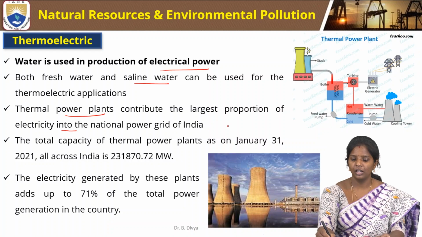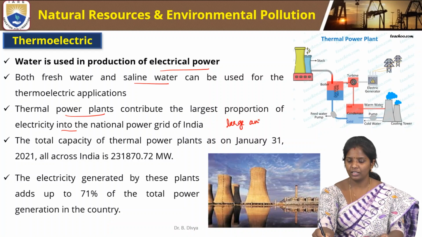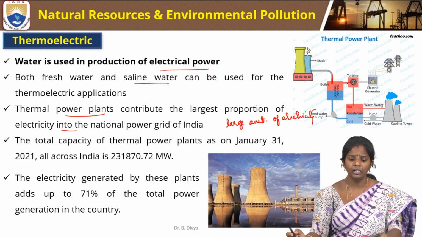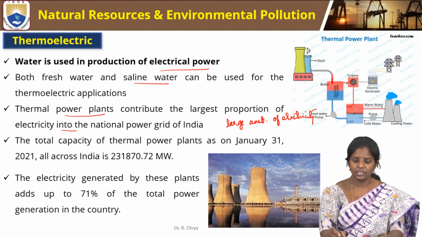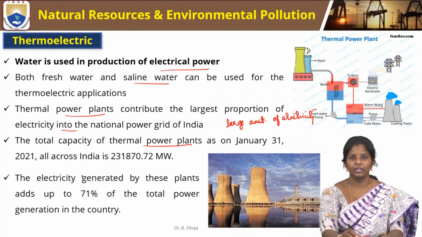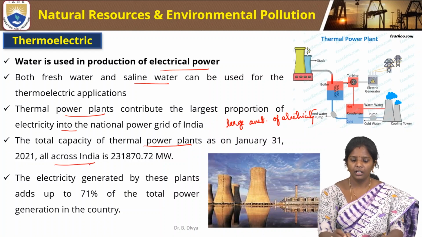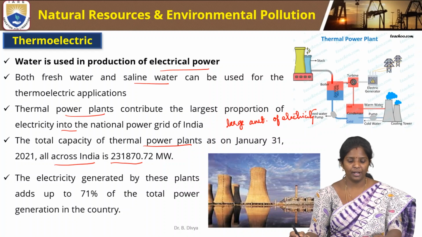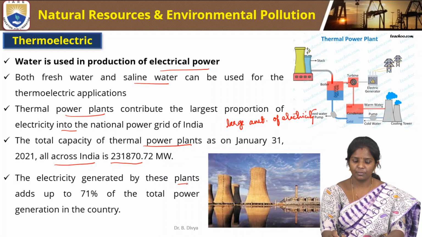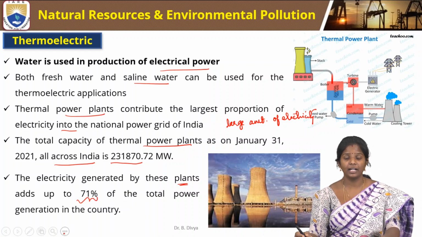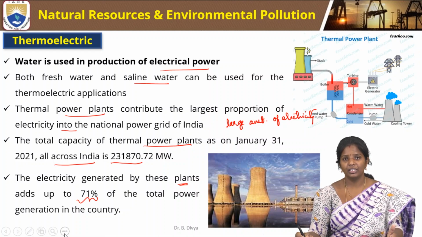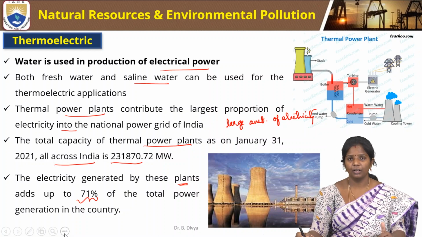So in India, we are producing a large amount of electricity just through thermal power plants. The total capacity of thermal power plants as on 31st of 2021 across India is around 2,31,000 megawatt. The electricity generated by these plants adds up to about 71% of the total power generated in India. With this number, we can understand that most of the power generated in India is because of thermal power plants.